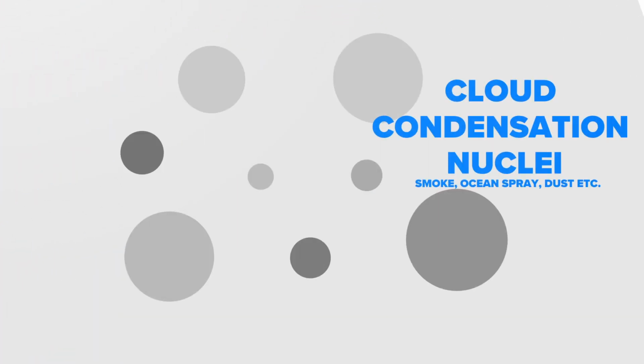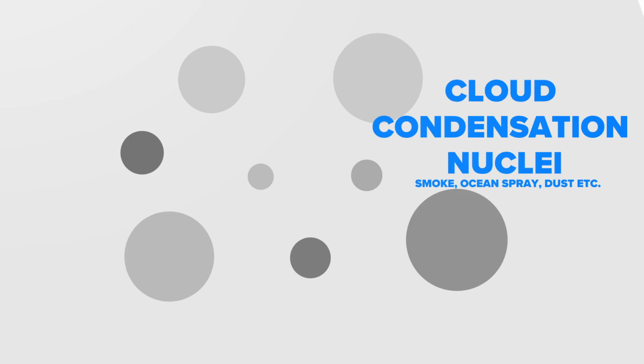Now, before we talk about how a cloud forms, you have to understand what a cloud is actually made of. And even though it looks like big, puffy pockets of air floating through the sky, it's actually made up of solid and liquid particles. There are things called cloud condensation nuclei, and they are very, very small particles that make up a cloud. That's smoke, sometimes ocean spray, little pieces of dust that are floating through the air.